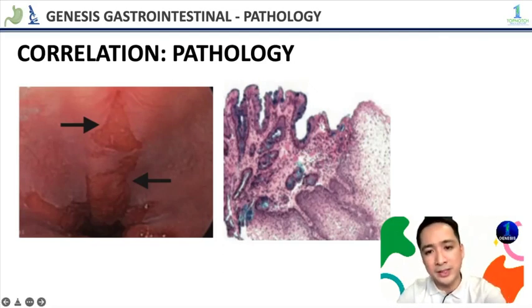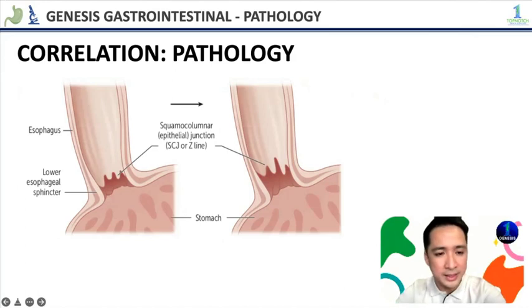A mix with presence of your goblet cells, that's your Barrett's esophagus. This is the Z line, your squamocolumnar junction thickening, secondary or response to a chronic GERD, that's your Barrett's esophagus.